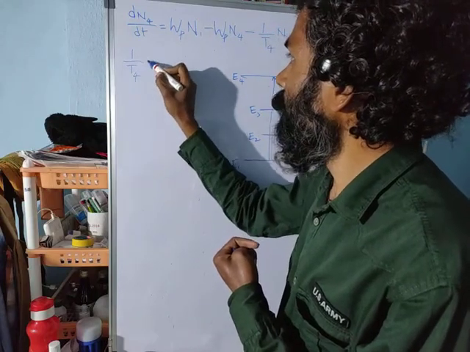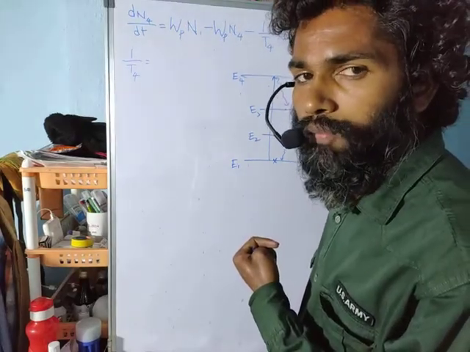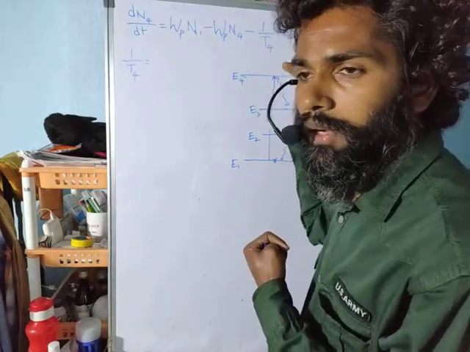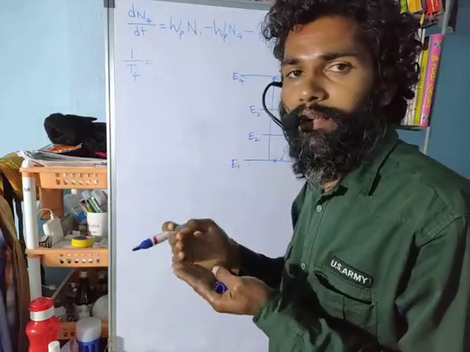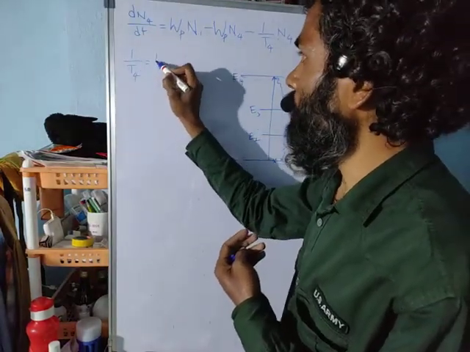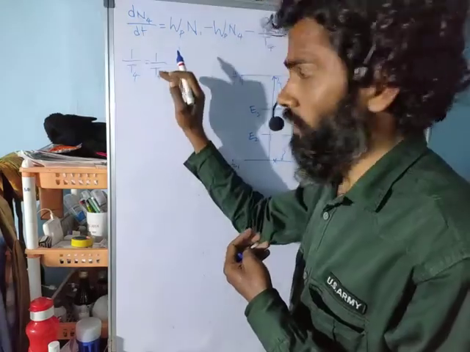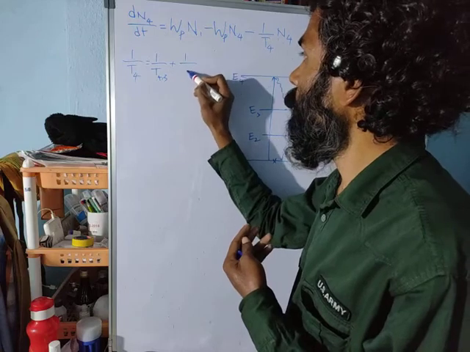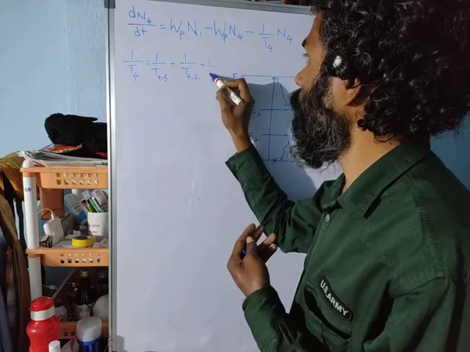That means decay of the electron from level number 4 to level number 3, or it could be from level number 4 to level number 2, or it could be from level number 4 to level number 1. In all possible ways, both radiative and non-radiative decays. So 1 by T4 is equal to 1 by T43, so this term is because of decay from level 4 to level 3, and it could also involve decay from 4 to 2 and decay from 4 to 1.